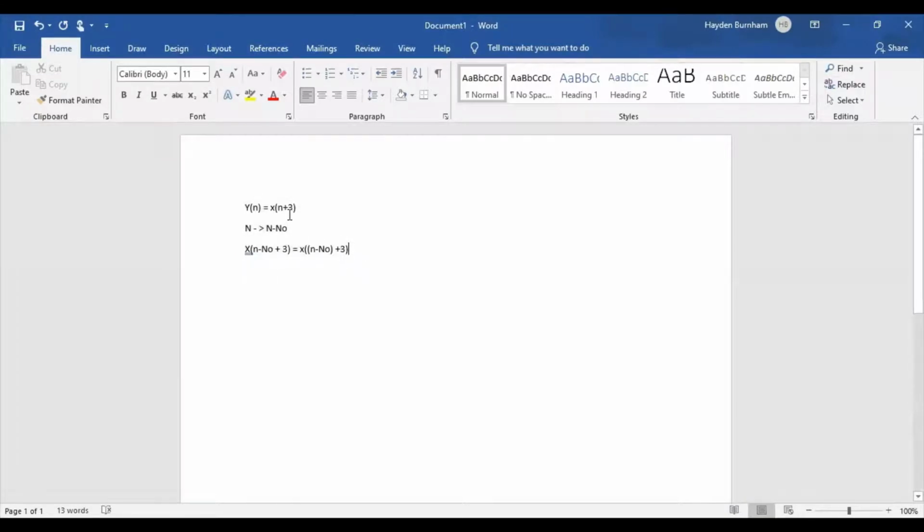So I'm going to give us another example. Let's say instead it's 3 minus n, right? So in this situation, we would have 3 minus n naught, right? But in this example, we would have 3 minus n naught, right?